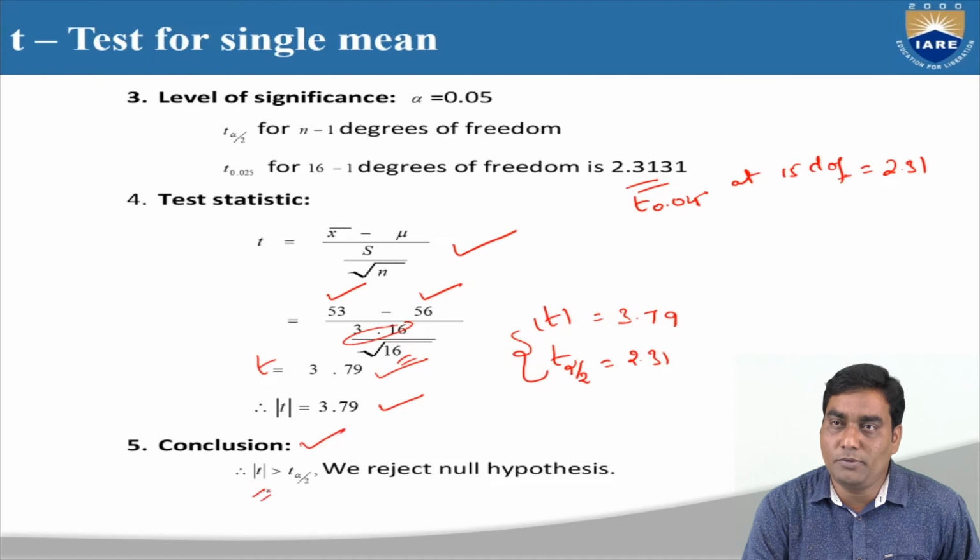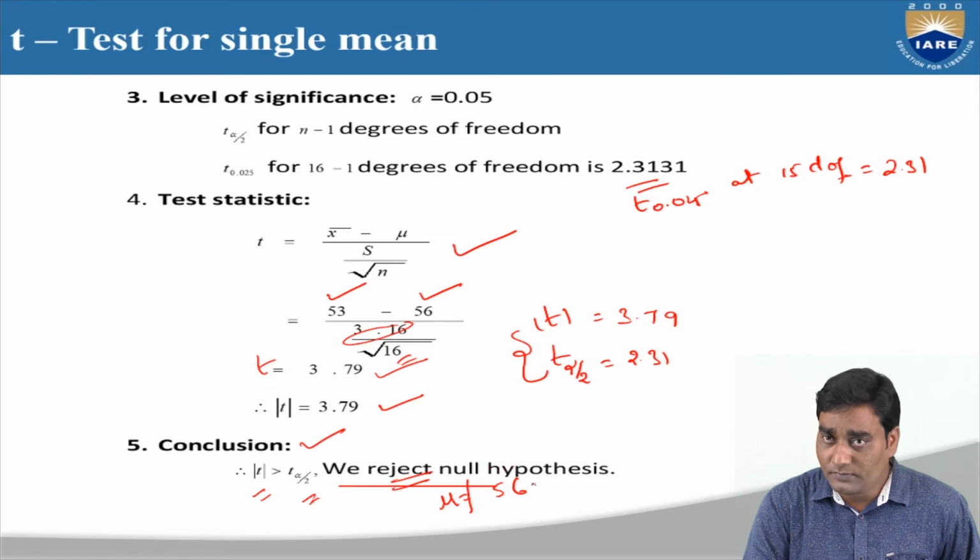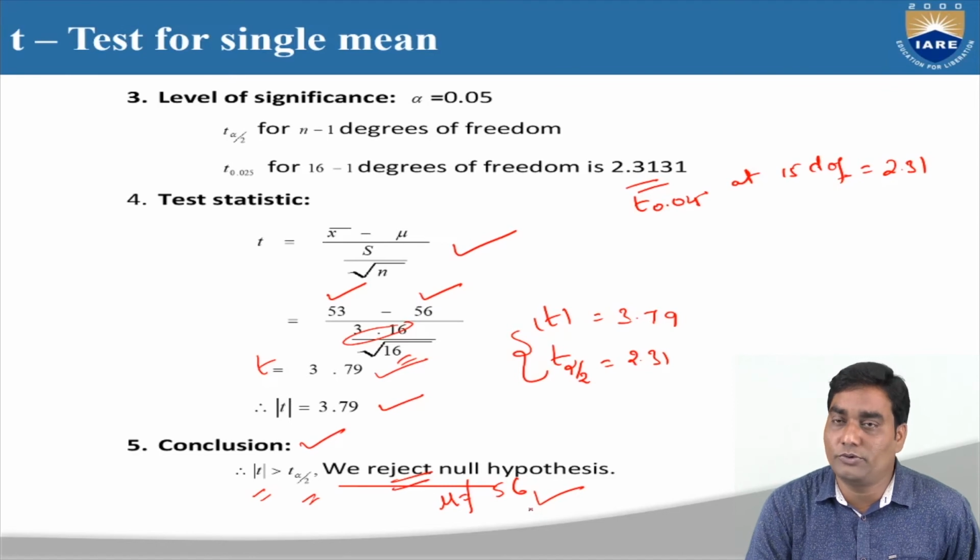Mod t value 3.79 is greater than the t alpha by 2 value, because this value is 2.131 only. So if it is greater than, according to the test of hypothesis procedure, we reject the null hypothesis. Actually, what is the null hypothesis? Mu equal to 56. This one we are going to reject. That means whatever sample is taken in the description, that sample is not taken from the population with the mean 56. That is the conclusion we give in this problem.